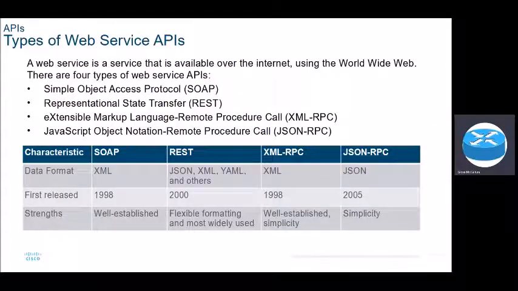A web service is a service that is available over the internet using the World Wide Web. There are 4 types of web service APIs: SOAP, or Simple Object Access Protocol; REST, which is representational state transfer; Extensible Markup Language Remote Procedure Call, or XML-RPC; and JSON-RPC. Basically, SOAP has been around for a long time, and so has XML-RPC. REST and JSON-RPC are a little newer, but they all have their advantages and disadvantages.